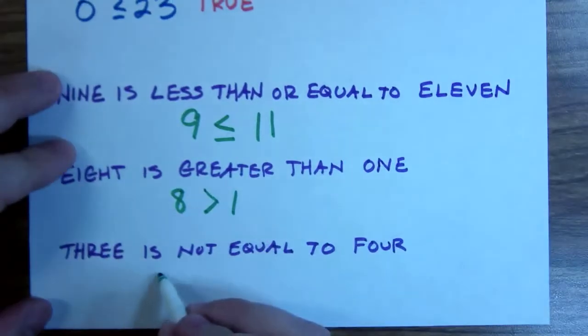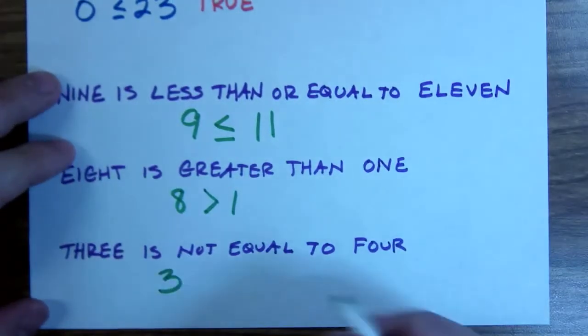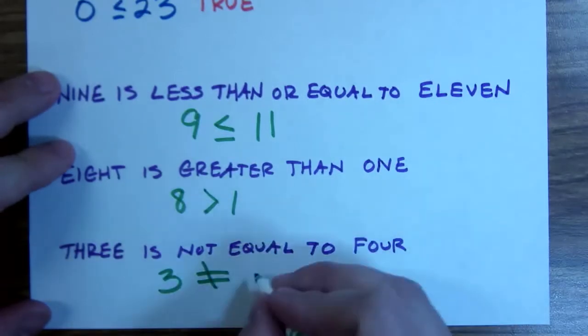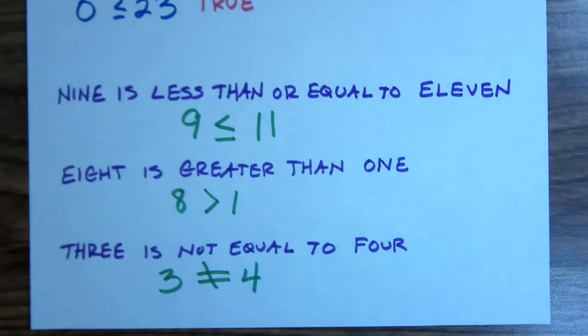The digit 3. Equal sign with the line through it. 4. 3 is not equal to 4.